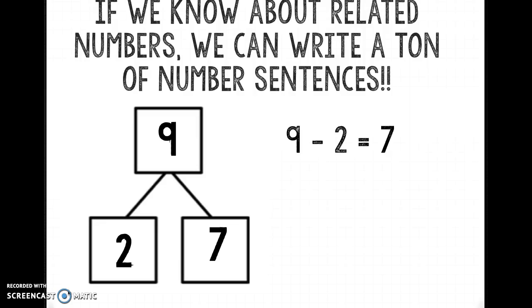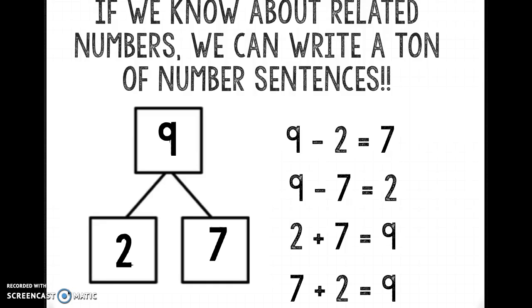All right, pause. Welcome back. Did you get 9 minus 7 equals 2 for your other subtraction problem? What about 2 plus 7 equals 9? Good job. And finally, we have 7 plus 2 equals 9.